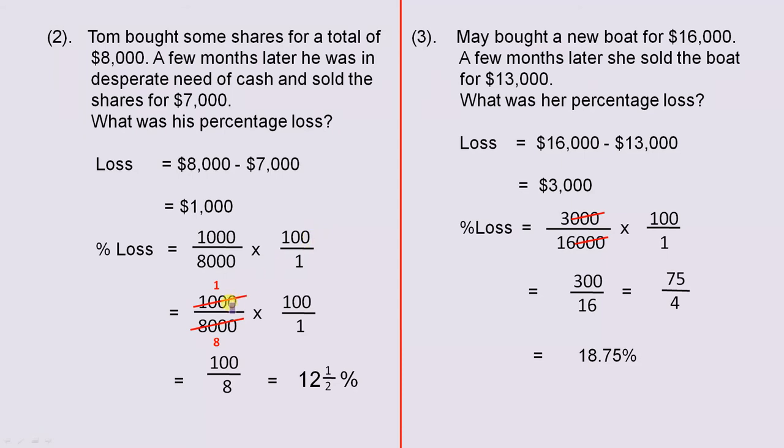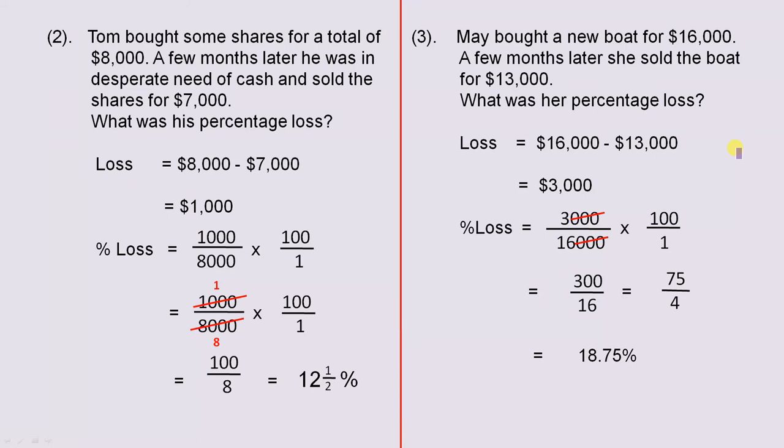So when we do the cancelling, 1,000 into 1,000 goes once. 1,000 into 8,000 goes 8 times. 1 times 100 is 100. 8 ones are 8. So 100 over 8 is 12.5%. So the percentage loss was 12.5%.